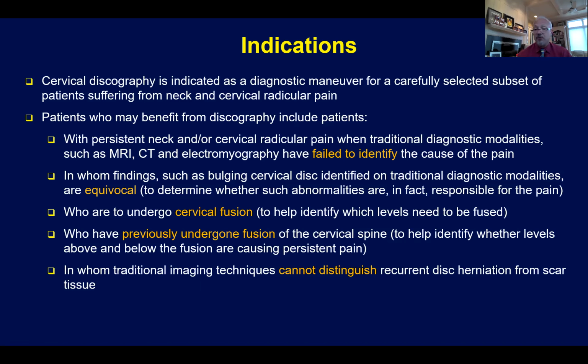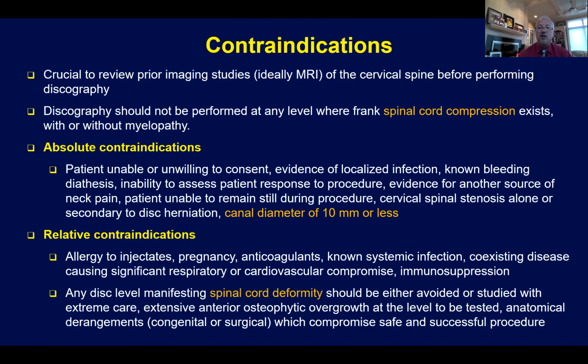Those who are to undergo fusions, I've mentioned that, or who are going to have a revision surgery where we want to be sure that the targeted disc is in fact the pain generator and rule out contiguous discs, which is why we use controls as well as the targeted structure. And of course, in patients for whom traditional imaging techniques cannot distinguish a recurrent disc from scar tissue from prior surgery, for example. The contraindications are well known and include frank spinal cord compression.